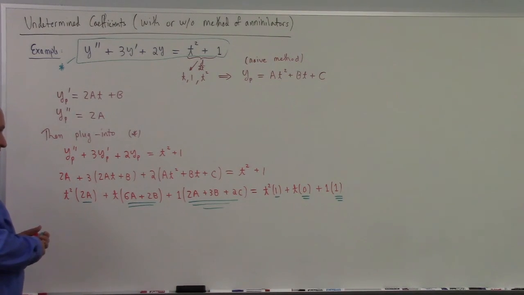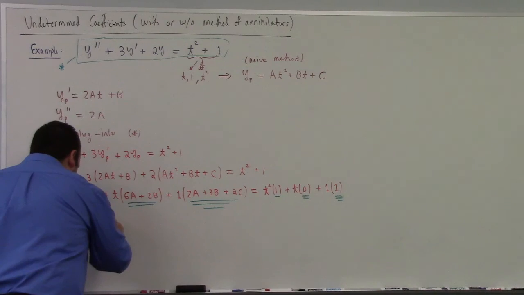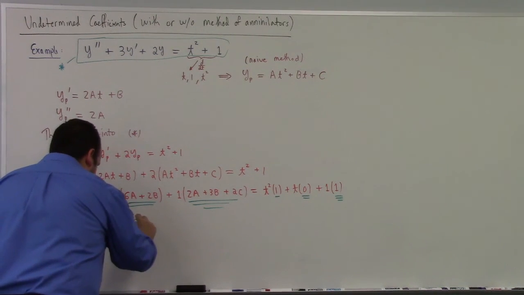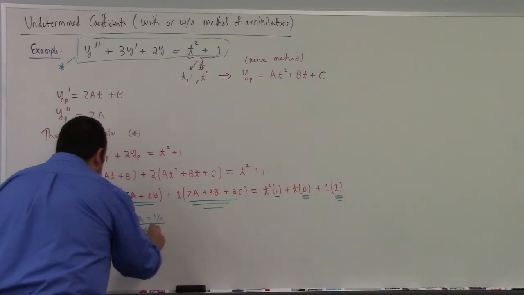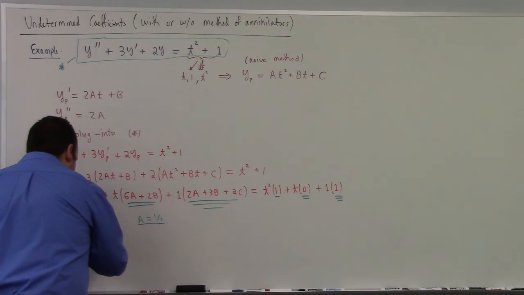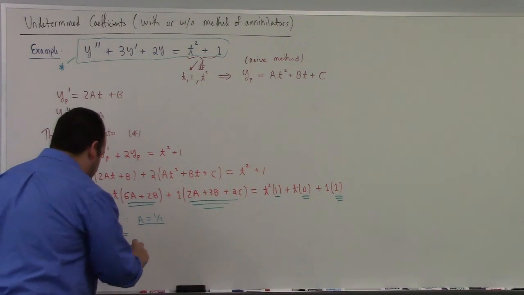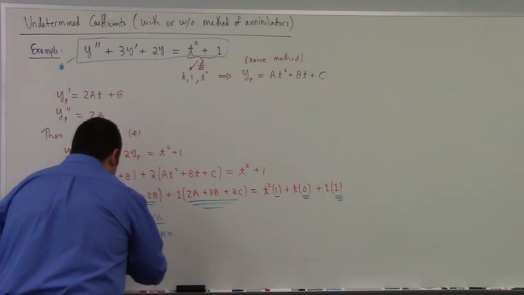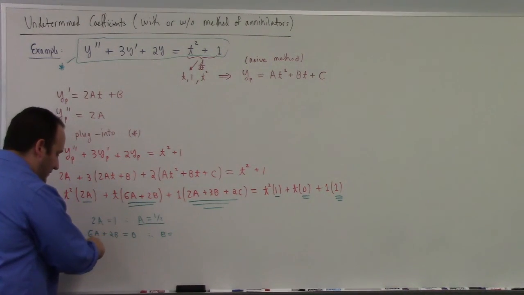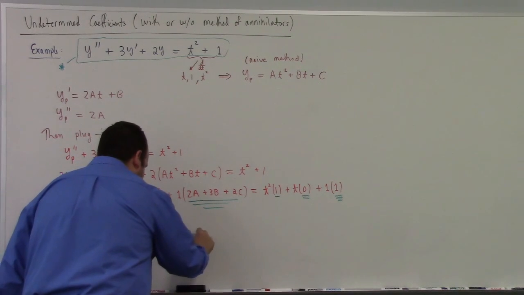Okay, so I'm going to start with we got 2a. So we got 2a equals 1. A is 1/2, right? Let's see here. We've got 6a plus 2b is equal to 0. Therefore, b is, well, we can divide by 2, right? This gives us b is minus 3a, which is minus 3/2.